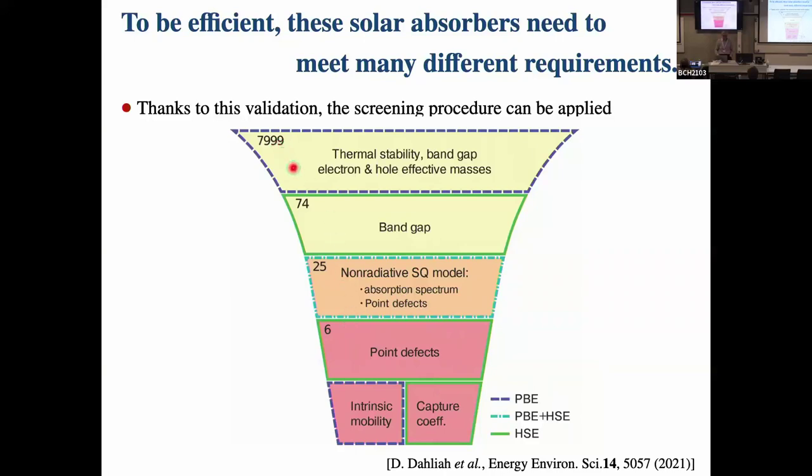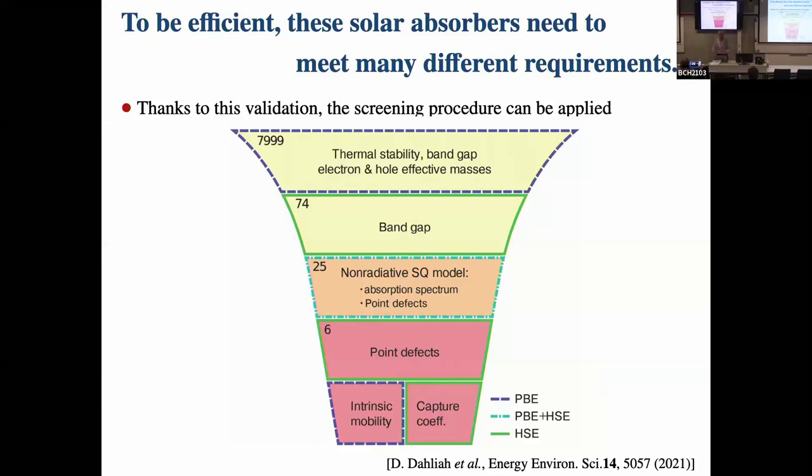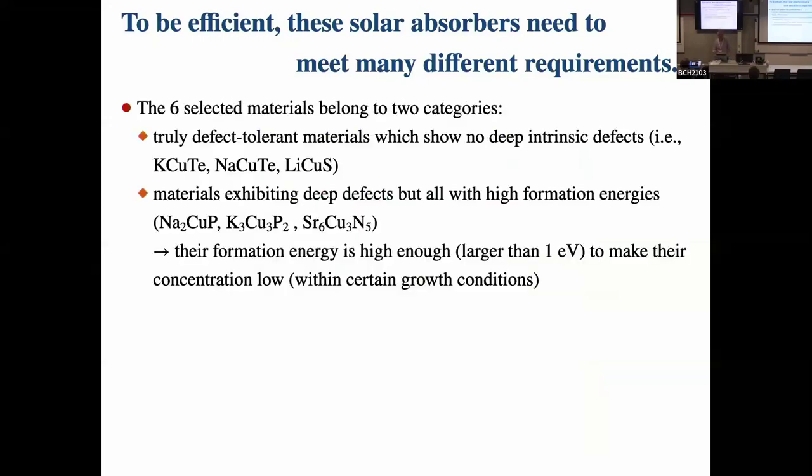You see that by reducing the number of materials when you go down the funnel, you can do more advanced calculations, and as a result, you are more accurate. And so you can propose to your experimental colleague a better result. And you see that at the end, we can even do advanced calculation of the capture coefficient that I told you in the beginning we kept constant, okay, once we have a limited number of materials.